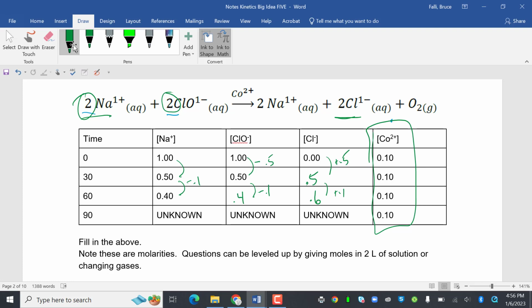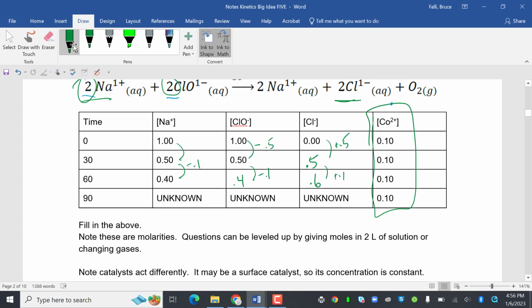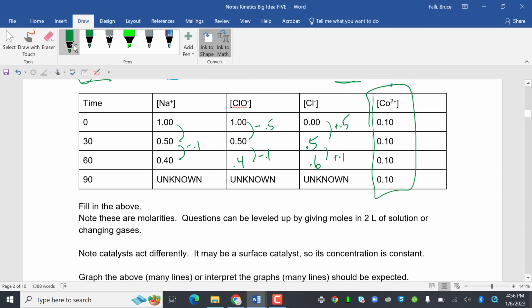Note these are all molarities. Questions can be leveled up by giving moles in 2 liters of a solution. So you can mess around with it. Instead of having it be a molarity, you can do molarity equals moles over liters. Or you can change some different things with gases. Catalysts act differently. It may be a surface catalyst, so its concentration is constant.